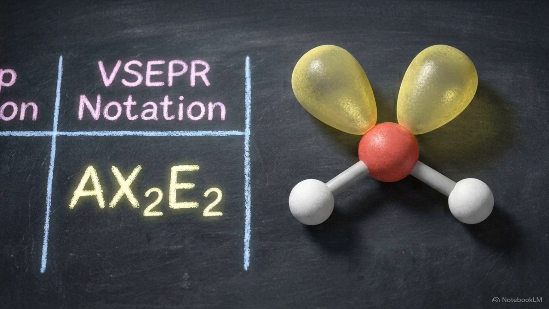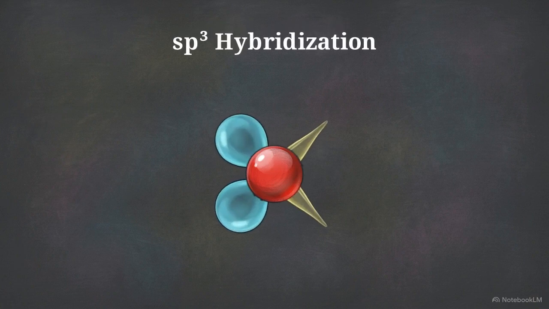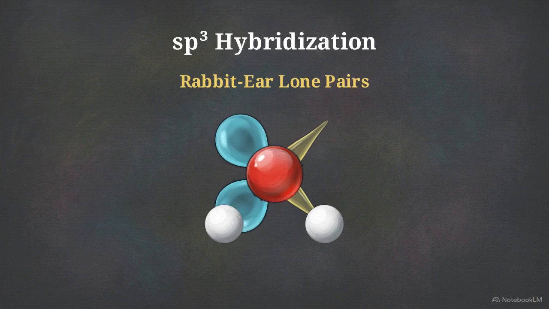This VSEPR table highlights the standard H₂E2 geometry used in almost every introductory chemistry classroom. To predict the shape of water, students learn a specific mental model: two identical rabbit ear lone pairs pushing the hydrogen atoms downward. This model assumes oxygen undergoes sp3 hybridization, resulting in 4 equivalent orbitals. 2 form bonds with hydrogen, while the other 2 house the non-bonding lone pairs.